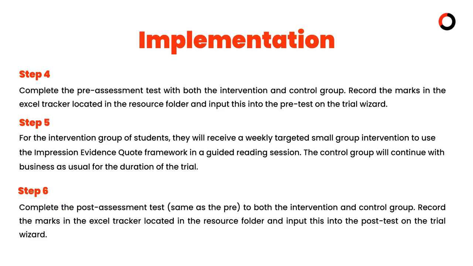Step 6, complete the post-assessment test, which is the same as the pre, to both the intervention and control groups. Again, record the marks in the Excel tracker and then input this into the post-test on the trial wizard. You will then be able to complete the process evaluation survey and then click Analyze to generate an impact report for how the intervention has worked in your school.